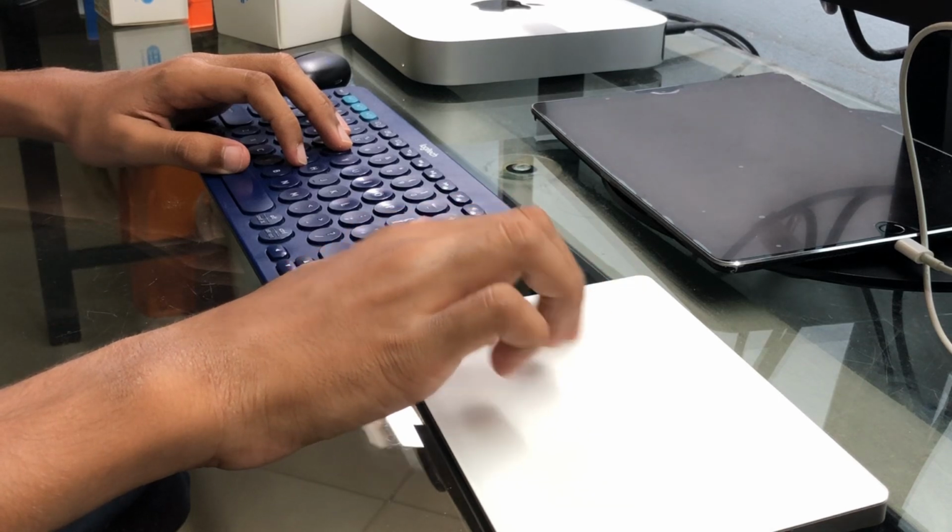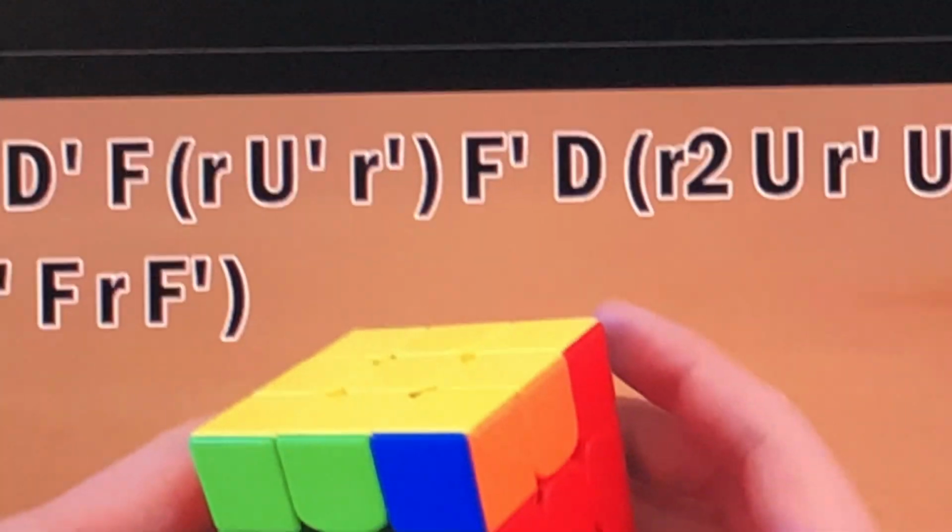So if you're new to cubing, you must have come across this. And you must have asked yourself, what the hell is this? Well, don't worry, in today's video I got you. I'm going to be telling you how to read these cubing letters, which are called notation or algorithms.